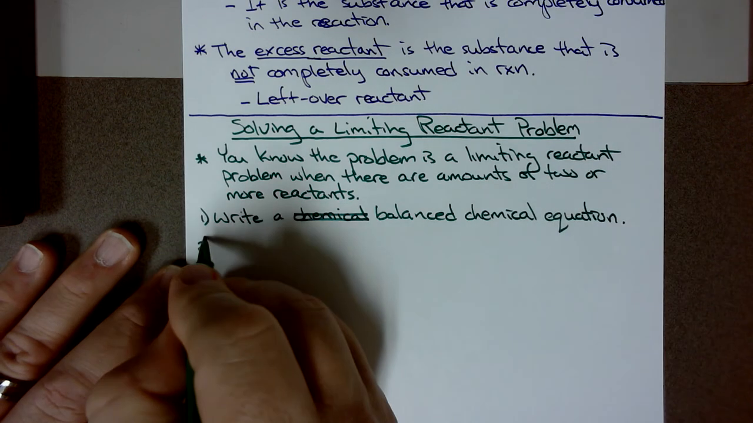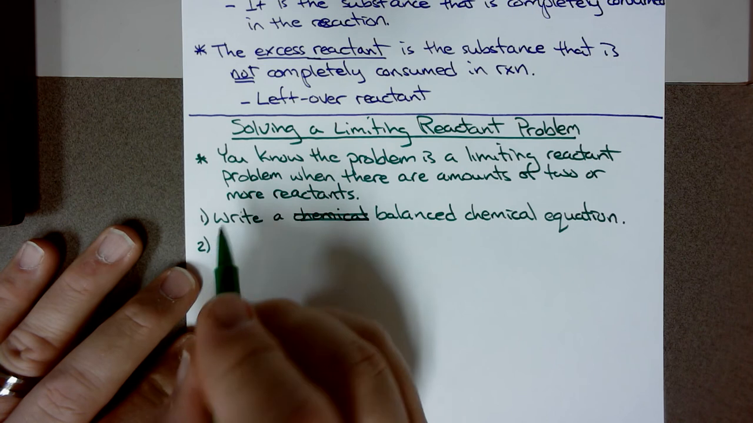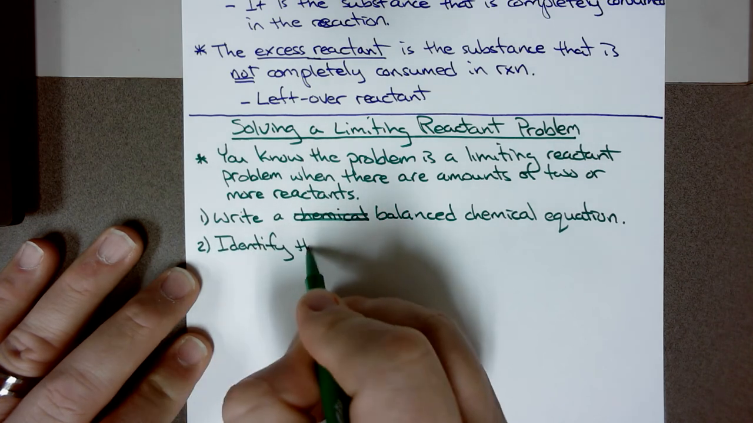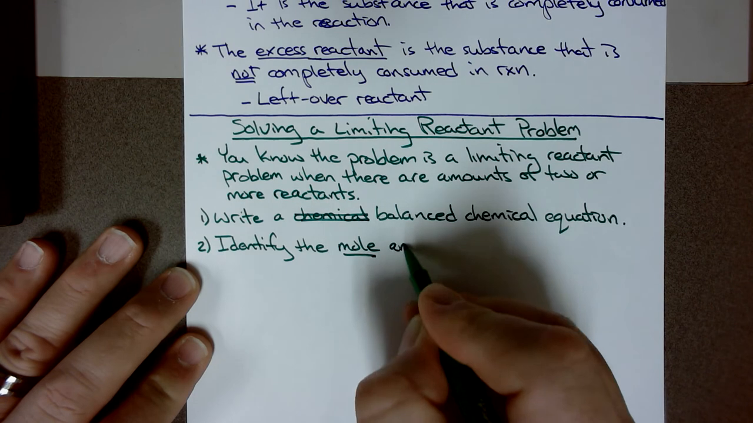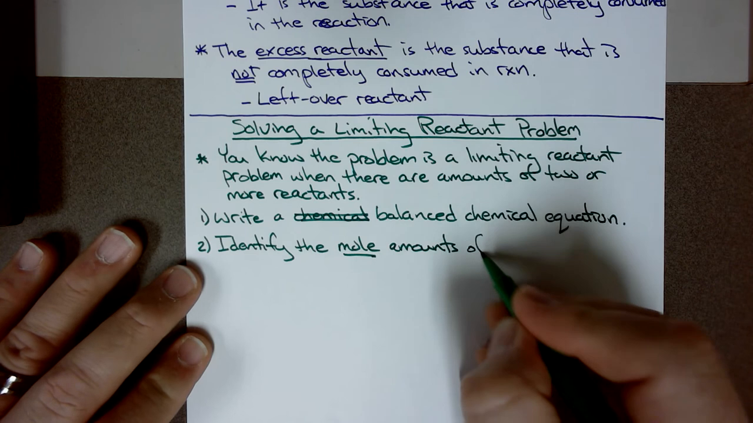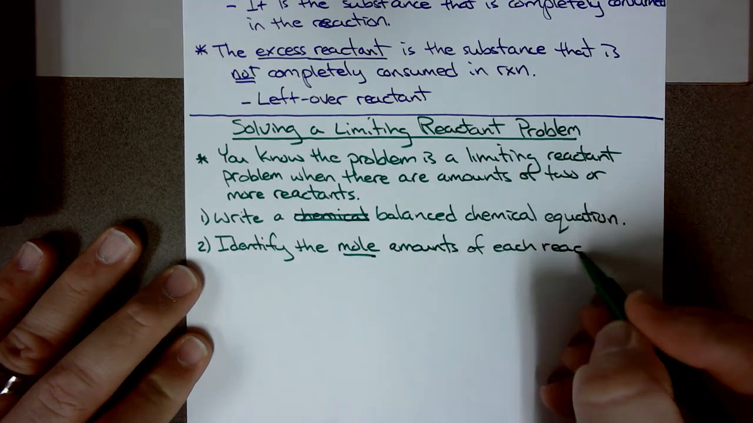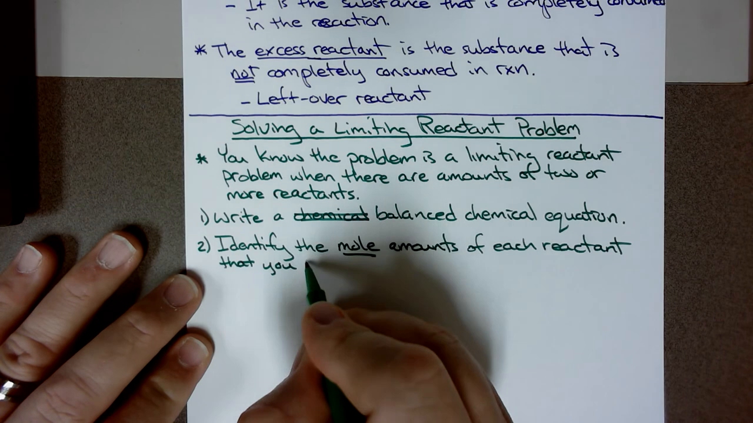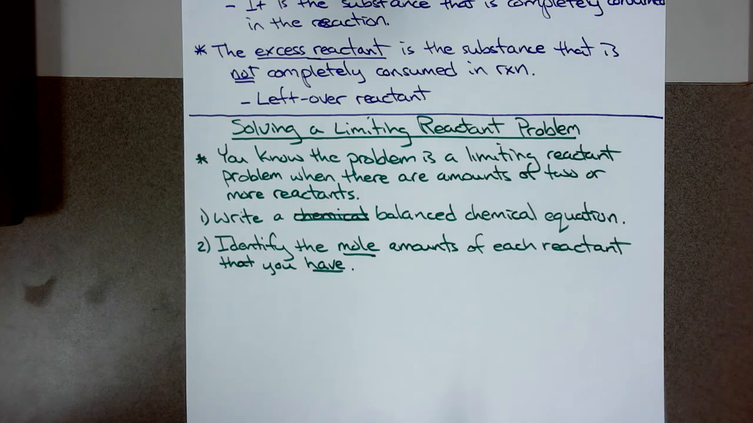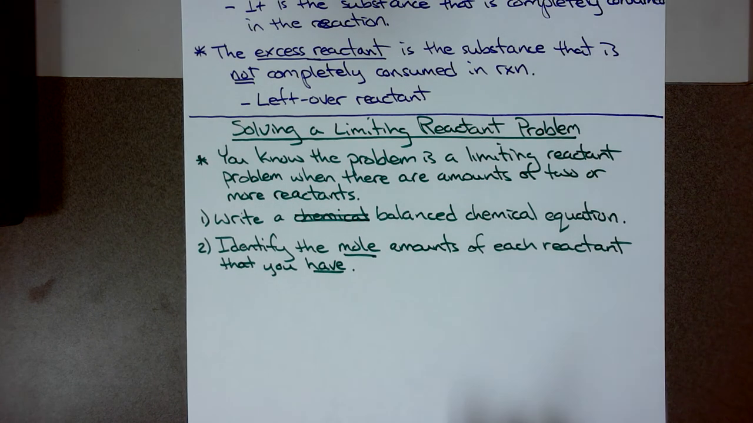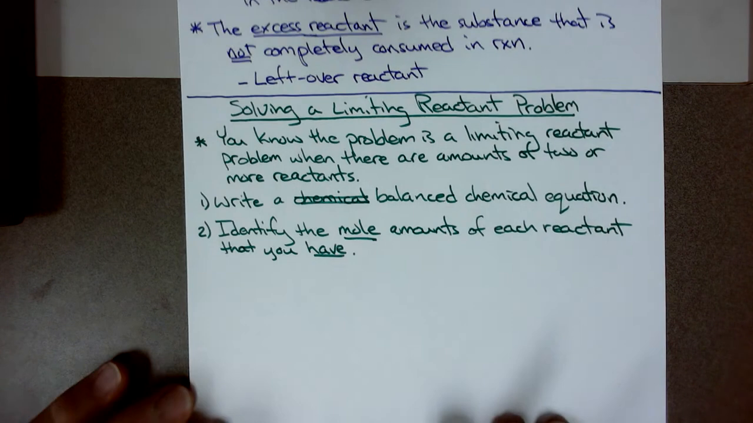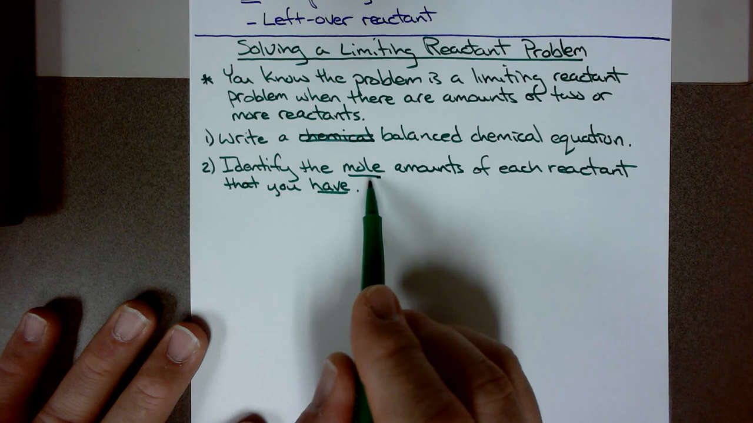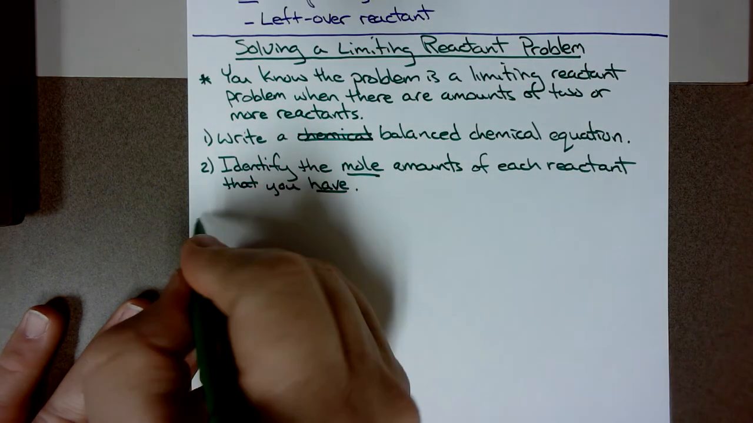Now, number 2, you have to identify the mole amounts of each reactant that you have. It's important to know that you're identifying what you have. If you have the mass of a substance, then you want to change that to moles. If you have a volume of it, you have to figure out the moles of it. You've got to change whatever you have to the moles of what you have. So make sure you go to the mole for both of the reactants.